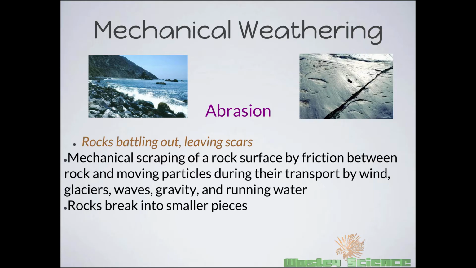Our third type of mechanical weathering is known as abrasion. Abrasion is when rocks are crashing into rocks and surfaces, and the friction between the rocks moving against the surfaces and the particles during their transport causes the rocks to break into smaller pieces. This happens when rocks are in glaciers and being mixed up and falling down. This happens when waves are crashing on the beach and forming the silica into sand. This happens when they fall off of a mountain, and this happens when they roll down a river.